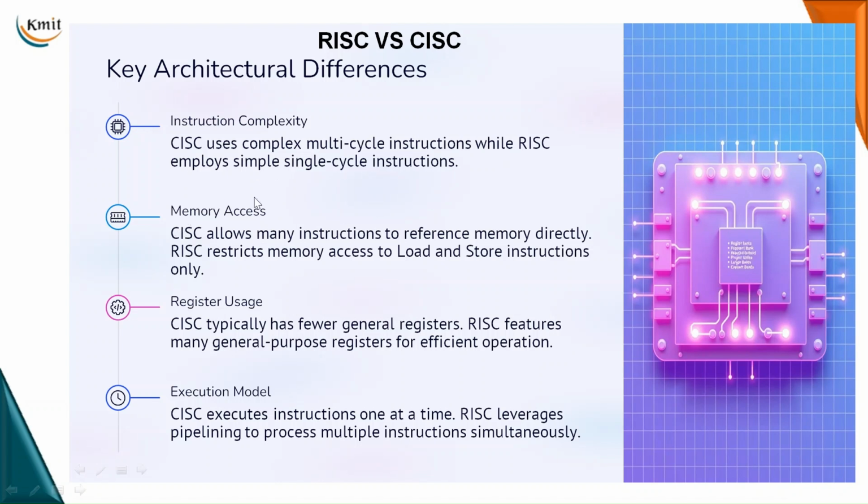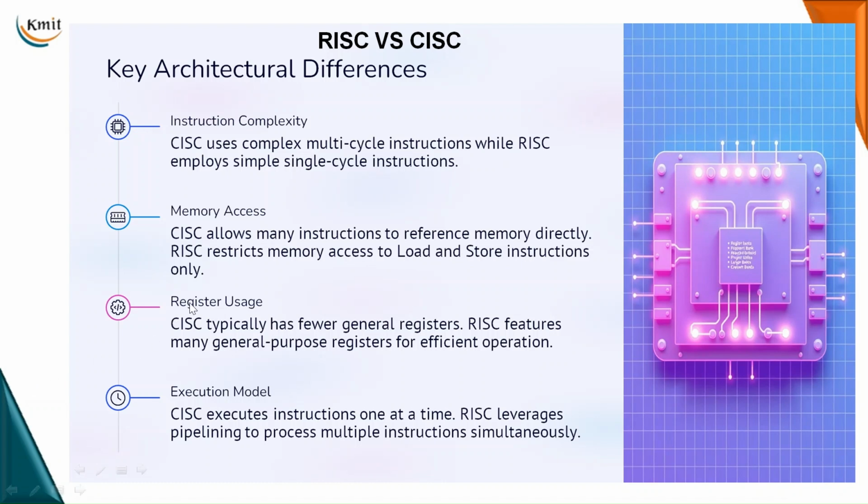Coming to memory access, CISC allows many instructions to reference the memory directly, whereas the RISC approach restricts memory access only to load and store instructions. If you want to access the memory, that is only possible with the help of load and store instructions in the RISC approach.